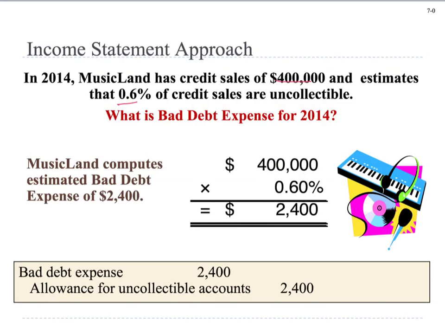Now, one thing to remember when using the income statement approach is that the full amount that you've calculated is what will go into bad debt expense. If there's already something in your allowance, that's okay. You're going to add this right on top, whereas we'll see in a minute a different approach that's treated differently. So that's a really important point to remember. Whatever you calculate using the income statement approach is what will be expensed and added to your allowance.